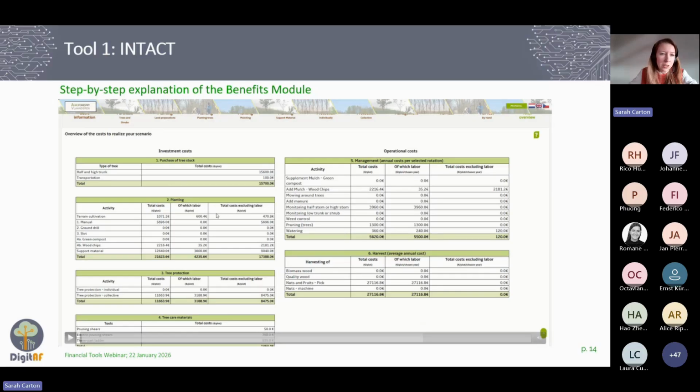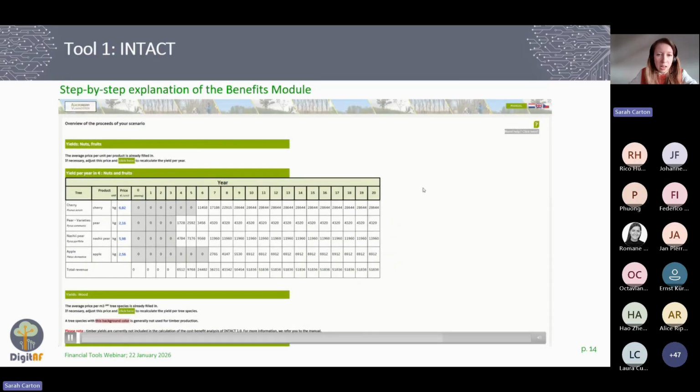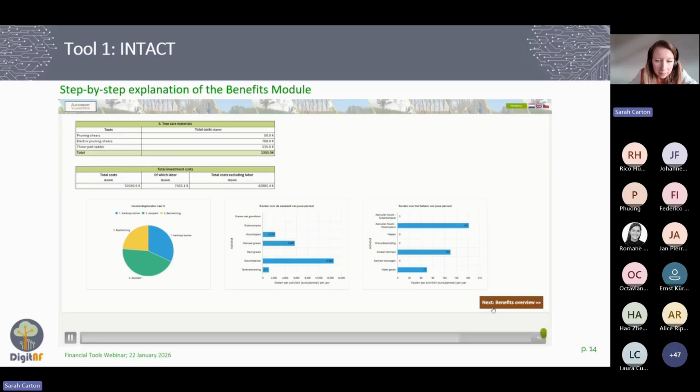And at the very end, there is a total overview of all investment costs at the left and the operational costs at the right. At the left, there are costs that are made at year 0, so the planting year, and operational costs are costs that are dedicated to a specific year. That's dependent on the frequency that you decided. And there are also some graphs below to present it. See, and then it's loading.